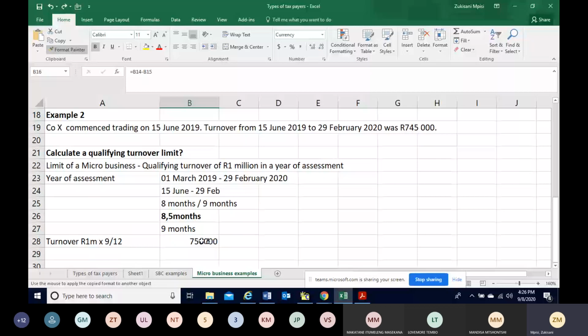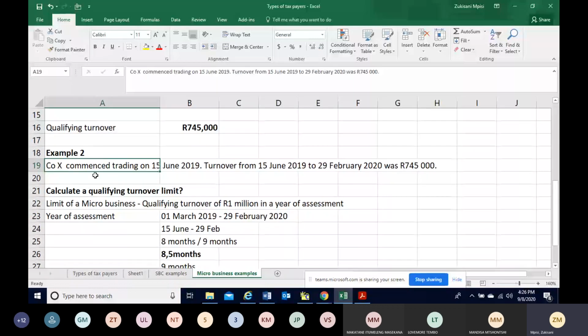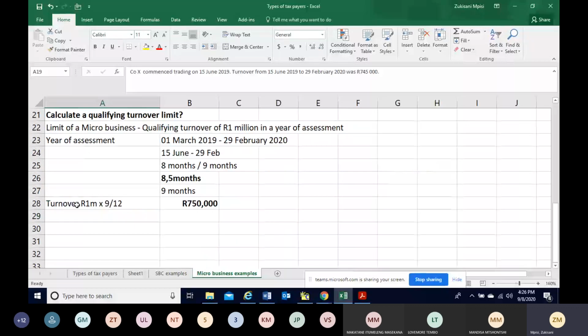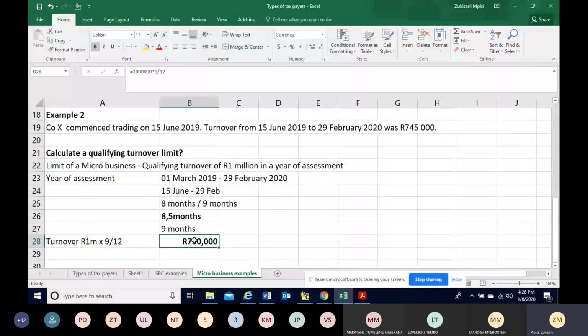Which gives us 750,000. Now we can apply this to the company and ask whether they were within the limit in the 9 months that they were carrying on trade. In this particular case, we can see that the turnover limit, if you were carrying on trade for 9 months, is 750,000. And in this case, their turnover was 745, which is lower than 750,000. Therefore, they do qualify to be a micro business.